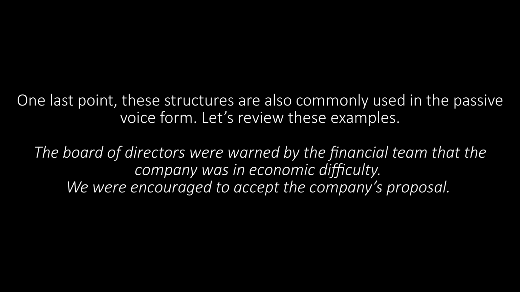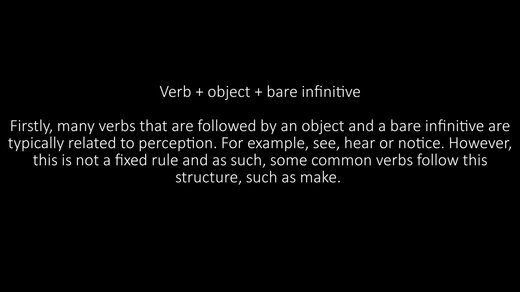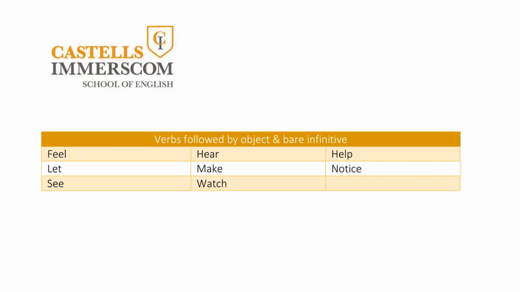Let's turn to the second part of the episode now, and we'll look at objects which are followed by bare infinitives. Remember, bare infinitive is the infinitive without to. So, firstly, many verbs that are followed by an object and a bare infinitive are typically related to perception, all right? For example, see or hear or notice. However, this is not a fixed rule, and as such, some common verbs follow this structure, such as make. Okay, so make is a verb we use all the time. So let's review the list.